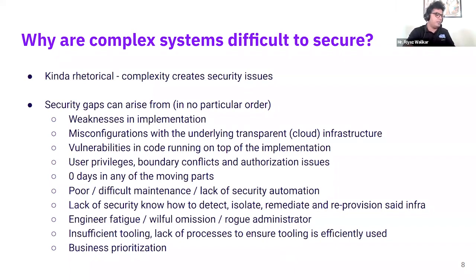There's no downtime. New things have to be provisioned for teams. So there is going to be engineer fatigue if automation is not properly used, and if you're growing too fast, for example. Insufficient tooling, lack of processes to ensure, even if tooling is present, that the tooling is used efficiently. And definitely business prioritization. Most businesses want to grow, and it makes sense, right? They want their businesses to grow, not focus on security as much.